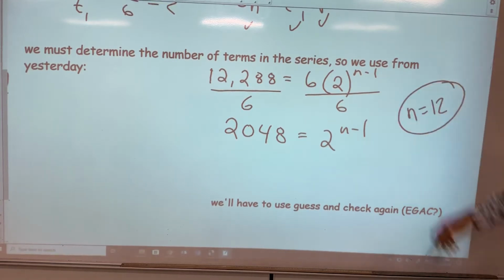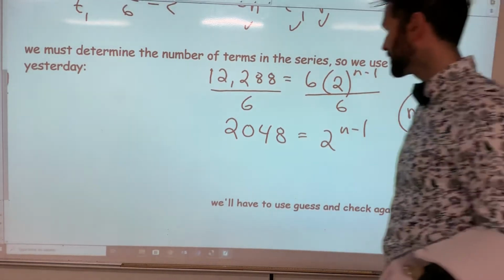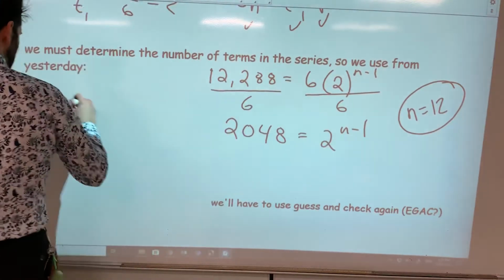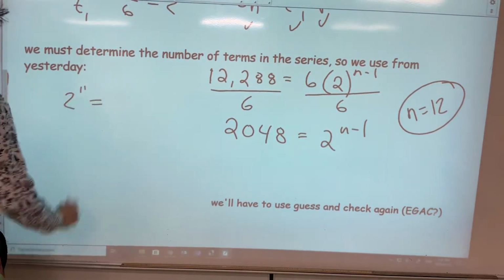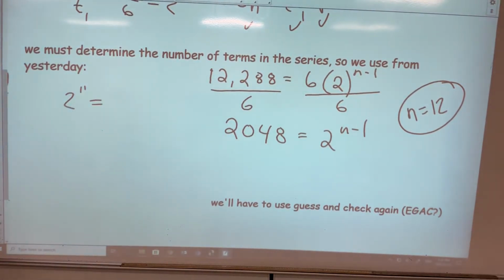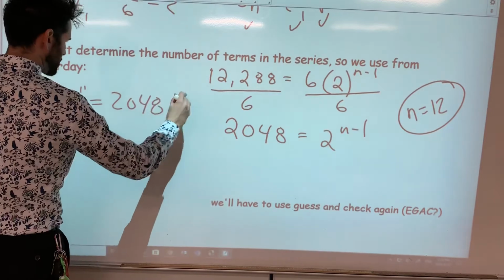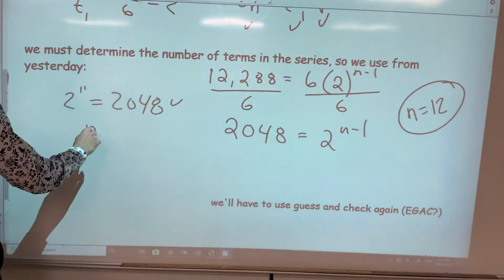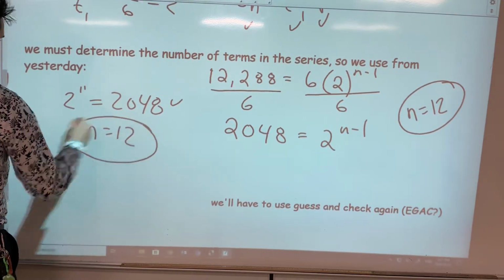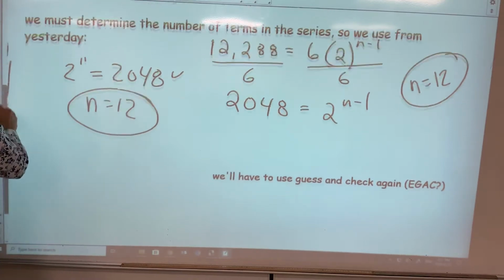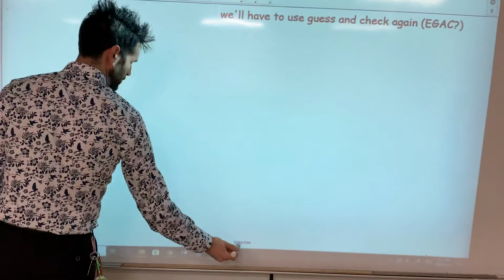If you were to guess n equal 12, let's see what happens. So that would be 2 to the power of 11. What's 2 to the power of 11 on your calculator? 2048. Perfect. So that would satisfy the equation. So n is 12. There's 12 terms. So now I have enough info to go and use my sum formula. So we'll go do that.